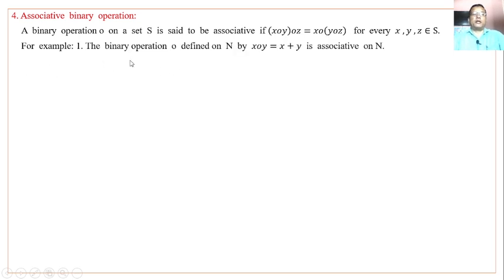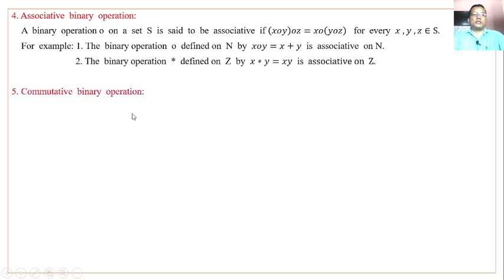For example, the binary operation O defined on N by X O Y equal to X plus Y is associative on N. Natural number addition associative property holds, whenever X and Y are any natural numbers. The binary operation asterisk defined on Z by X asterisk Y equal to X into Y is associative on Z. Integer multiplication also has the grouping property.